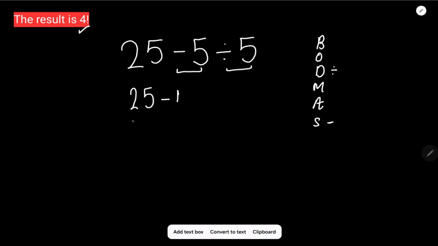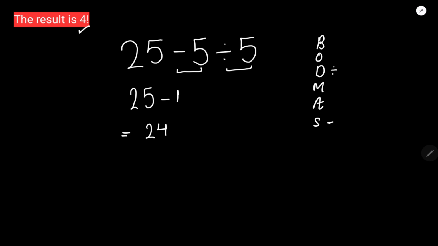And what is 25 minus 1? 25 minus 1 is 24. So our answer is 24. But they are saying that the answer is 4 factorial. How is that possible? What is 4 factorial? 4 factorial is 4 times 3 times 2 times 1. So it is actually equal to 24. So they were right. The answer is 4 factorial.